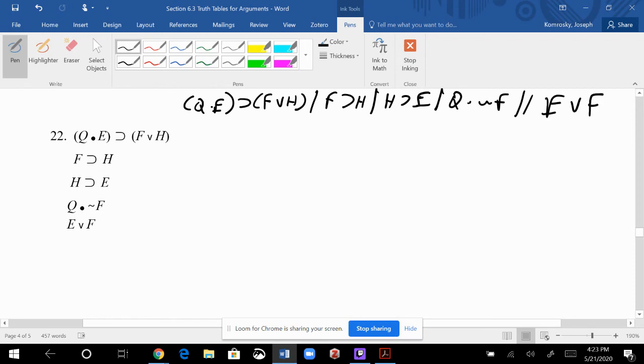A lot going on there, right? So we can count our propositions: 1, 2, 3, 4. Because there are 4 different propositions, that means 16 lines in the truth table.